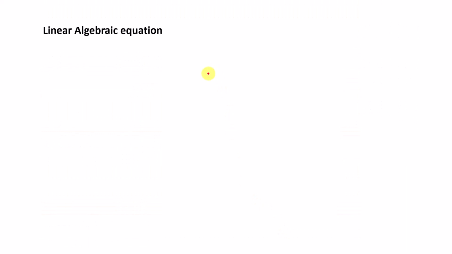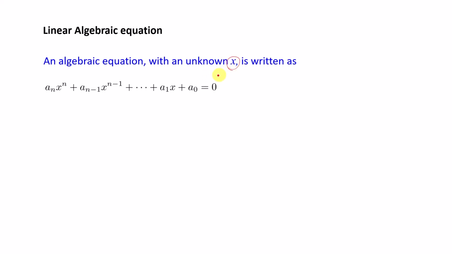Now we come to linear algebraic equation. In an algebraic equation with one unknown x, we generally write it in terms of a polynomial. The polynomial is a_n x to the power n, plus a_(n-1) x to the power n minus 1, all the way up to a_1 x plus a_0 equals 0. This is a polynomial. So in a general algebraic equation, we write in this way.